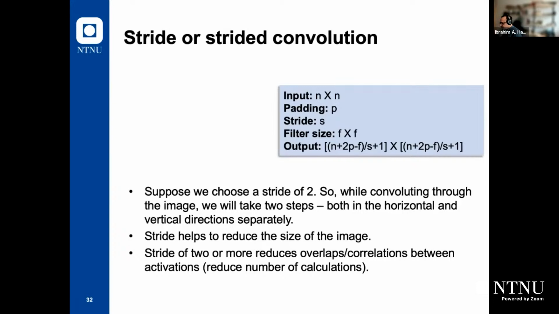For example, if you have an image which has 512 times 512 pixels, and the filter size is 9 times 9, you can calculate how many activations there are if the stride equals 1 and if the stride equals 2. So it reduces overlaps and correlations between activations, and also it will reduce the number of calculations or number of activations.